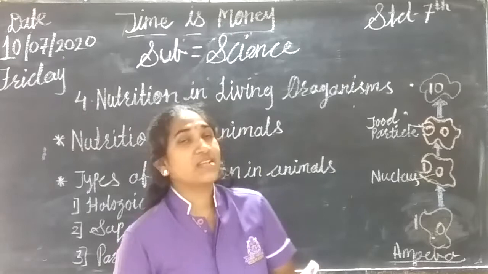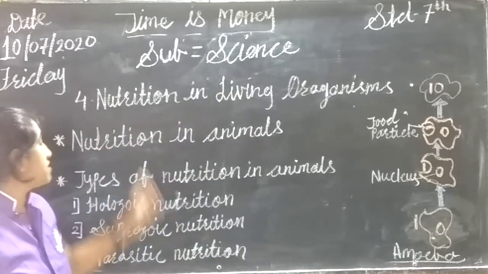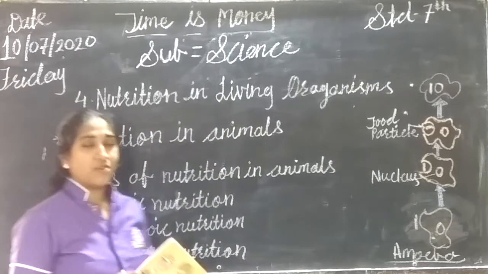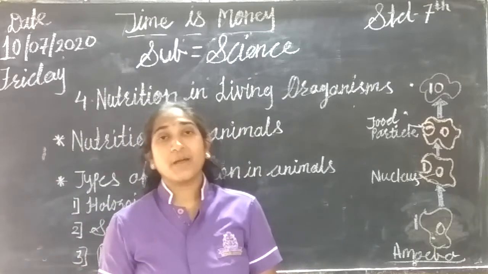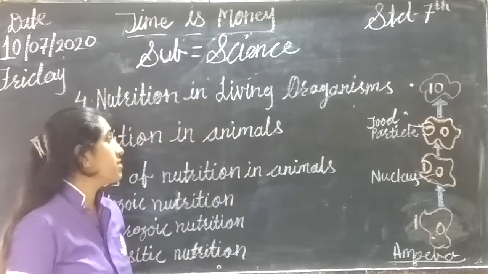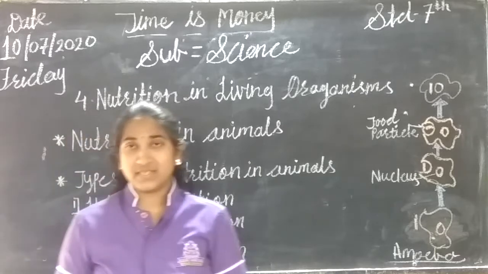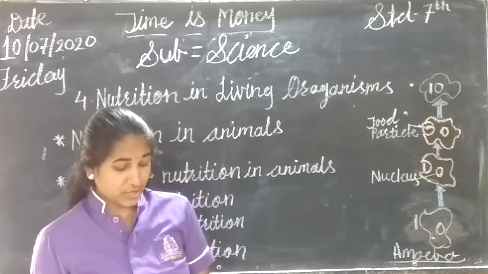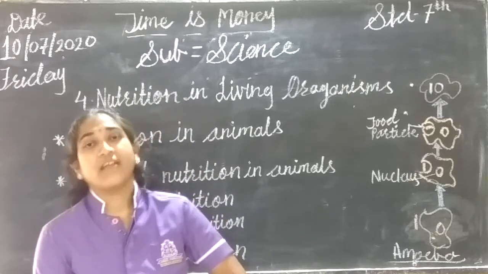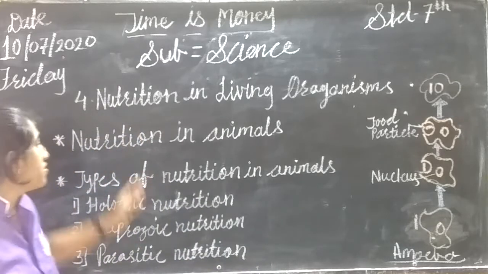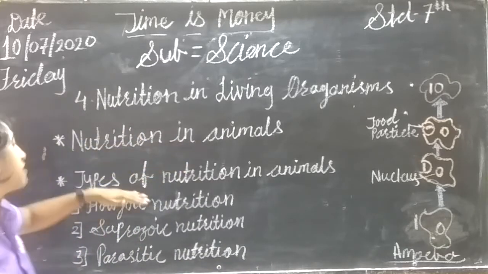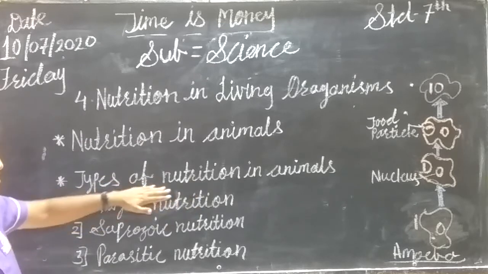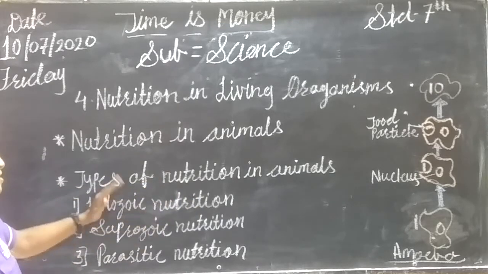Now we start our lesson number 4, nutrition in living organisms. In the last lecture, you studied nutrition in living organisms, that is, in plants. Now we are going to continue with nutrition in animals, and the types of nutrition in animals. How many types are there? There are three types.